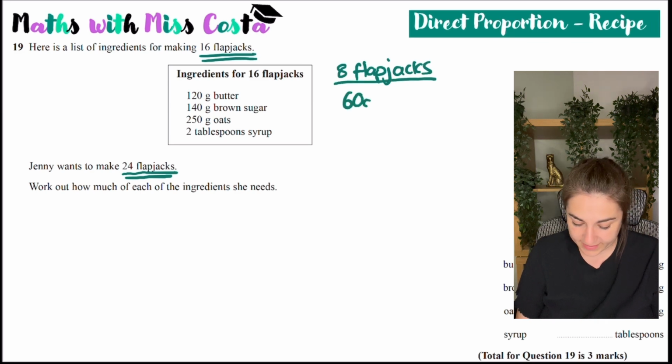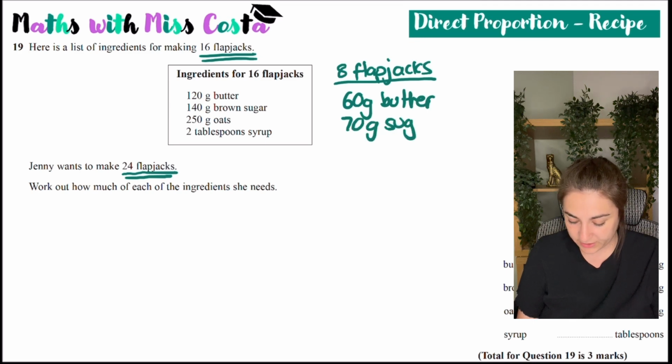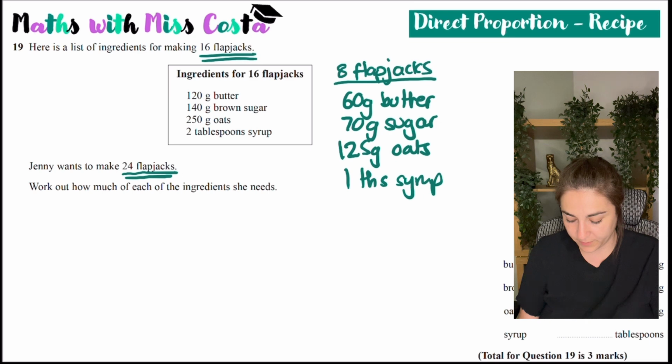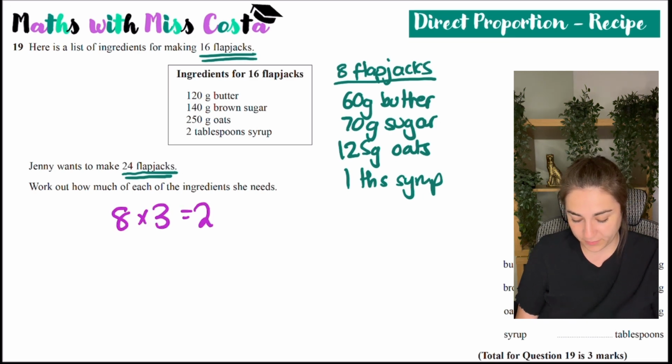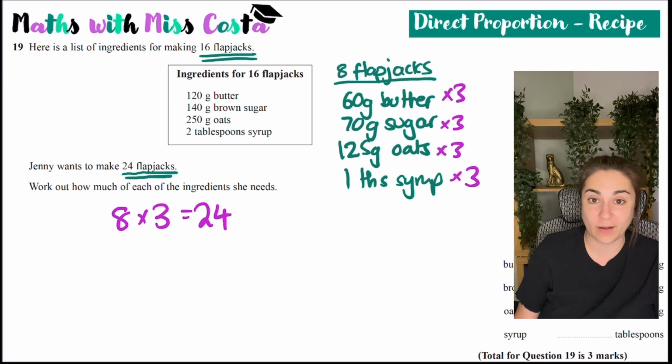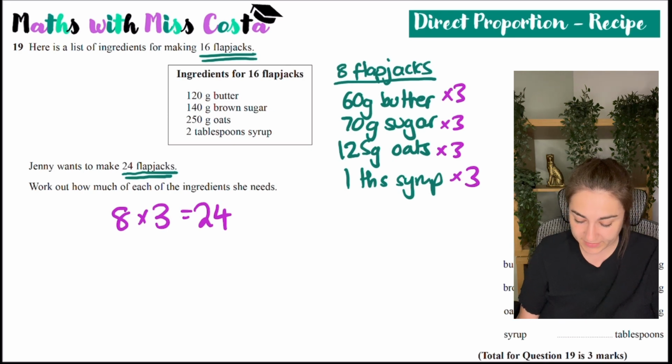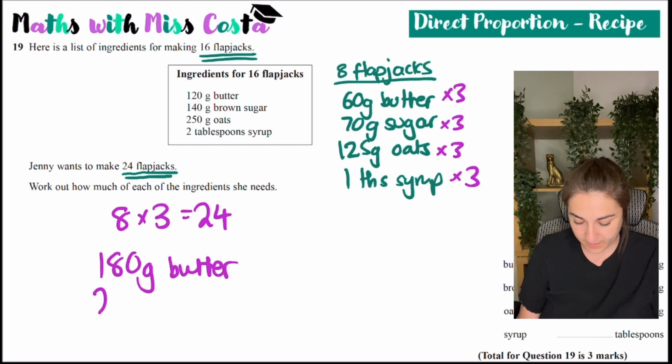So half that is 60 grams butter, 70 grams sugar, 125 grams of oats, and 1 tablespoon of syrup. So I know that 8 times by 3 gives me 24. So I'm just going to multiply each of these values by 3, and then I can figure out how much of each ingredient I need. So 60 times 3 is 180 grams of butter. 70 times 3 is 210 grams of sugar.